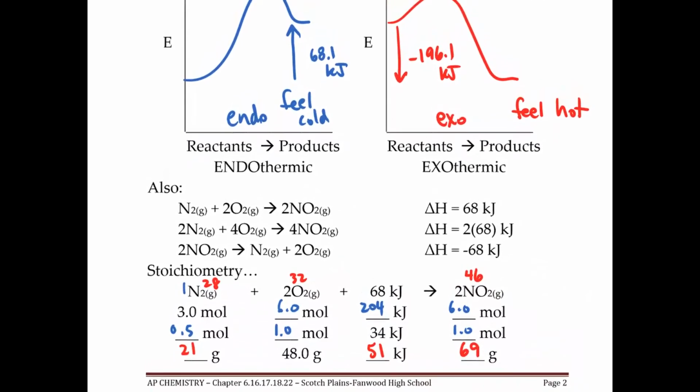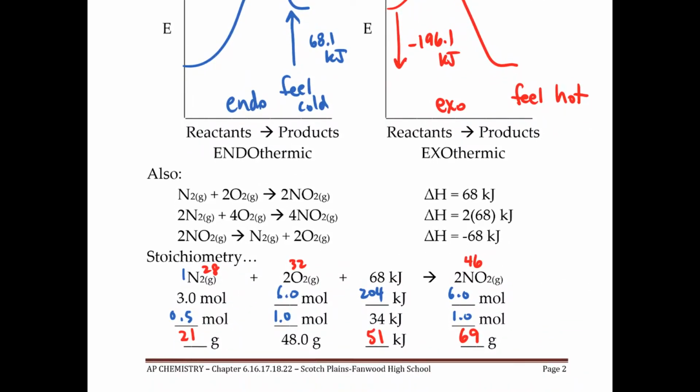Okay, we talked about this before, that if you take a reaction and its regular delta H is 68, and then you double it, you're going to get twice as much heat needed to be absorbed, so that's 2 times 68 kilojoules. And if it absorbs going forwards, then that means if you write it backwards, it's going to release. So this one is going to be negative 68 because it's the backwards of this one.